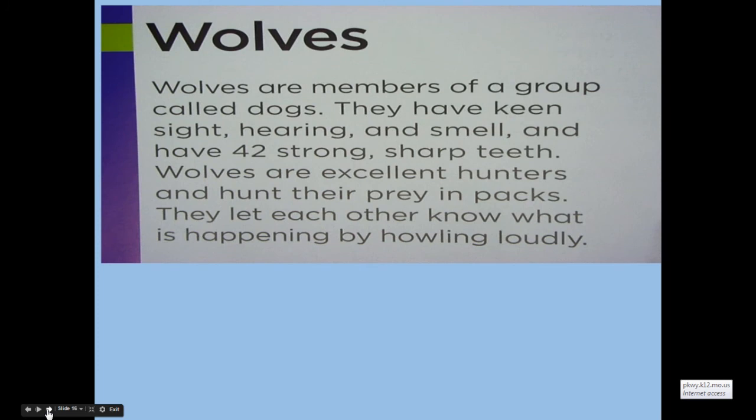Now let's try a nonfiction example. This is more like what we do when we're doing research. This particular kid is learning about wolves. Wolves are members of a group called dogs. They have keen sight, hearing, and smell. They have 42 strong, sharp teeth. Wolves are excellent hunters, and they hunt their prey in packs. They let each other know what is happening by howling loudly.